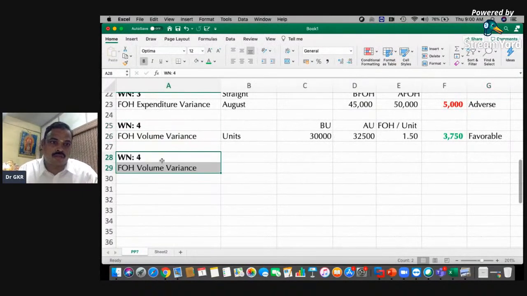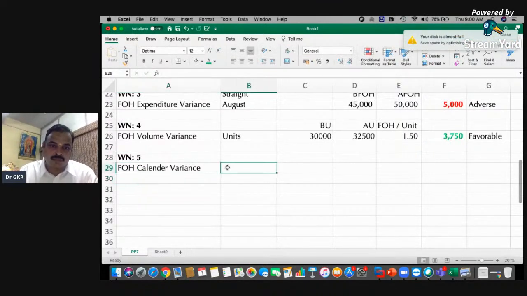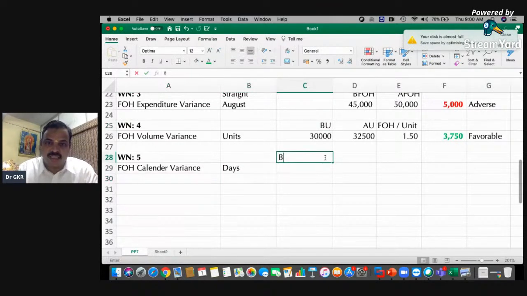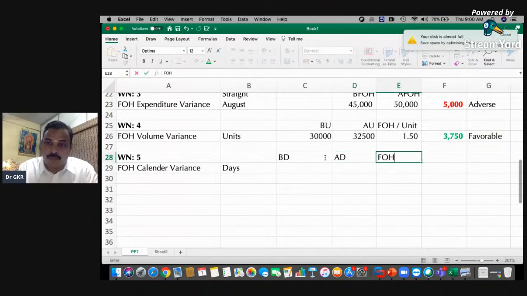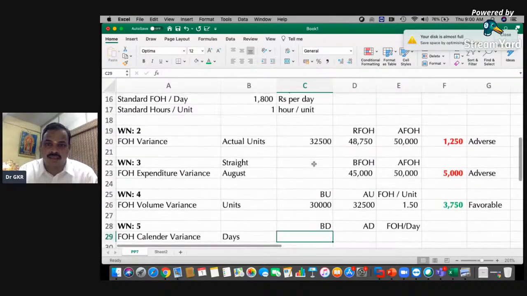So your working note number 5. Straight away, let me do calendar variance first. Calendar variance means the days, difference in days. So what is your budgeted days? What is your actual days? And what is your fixed overhead per day? That's all. Simple.